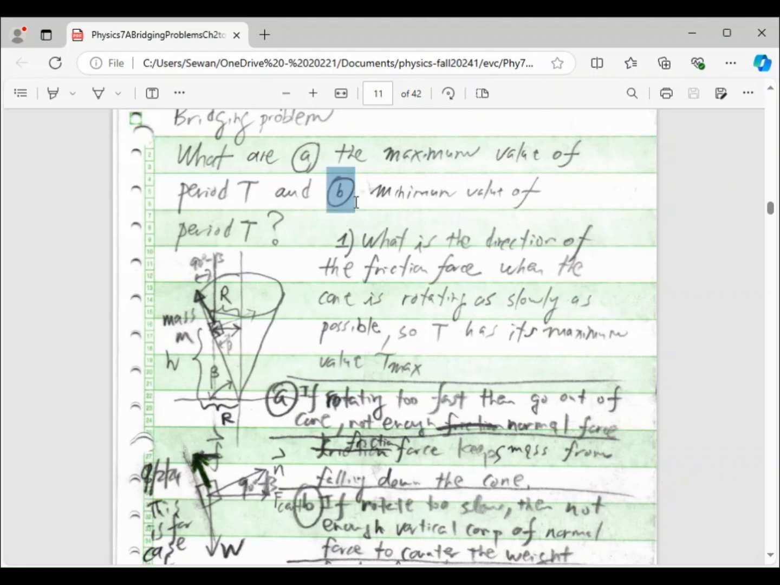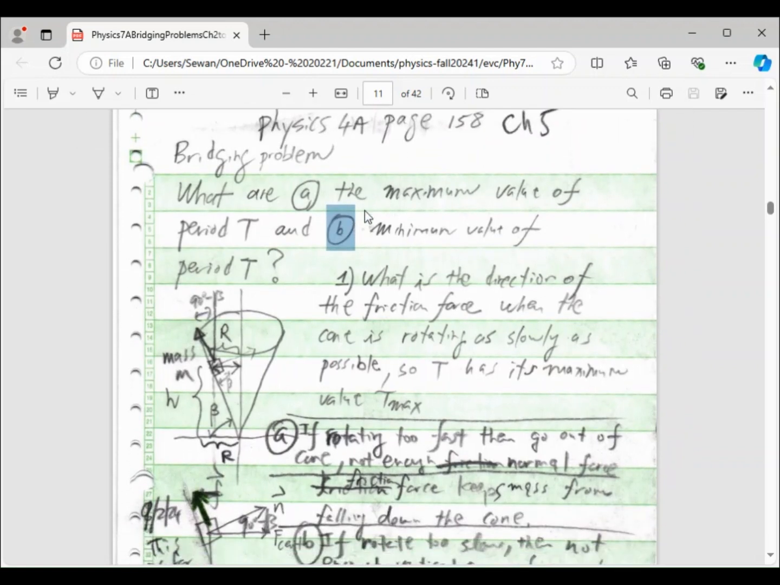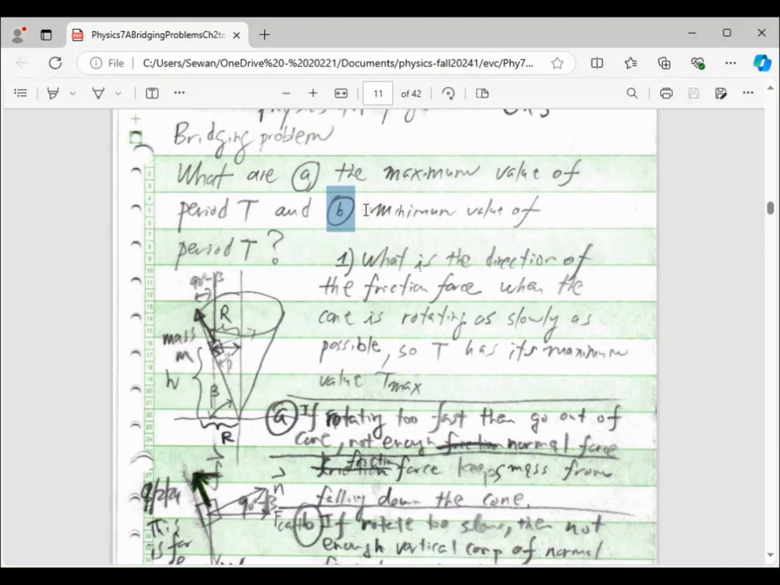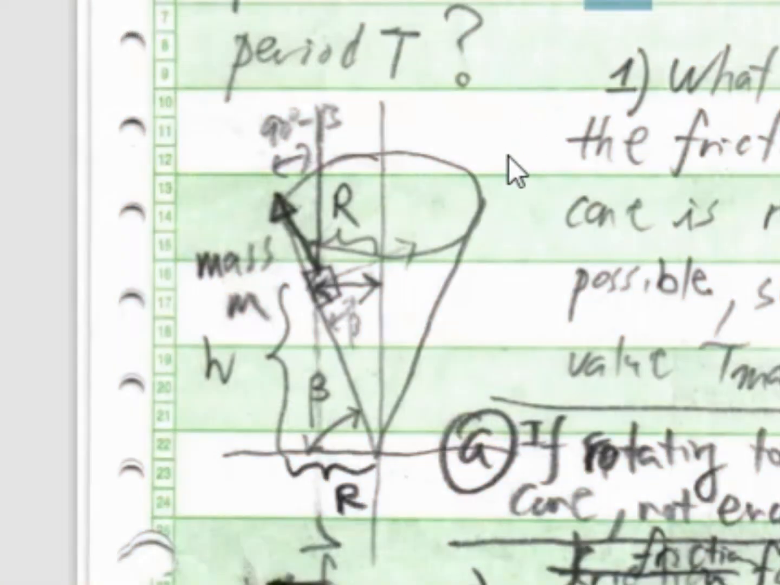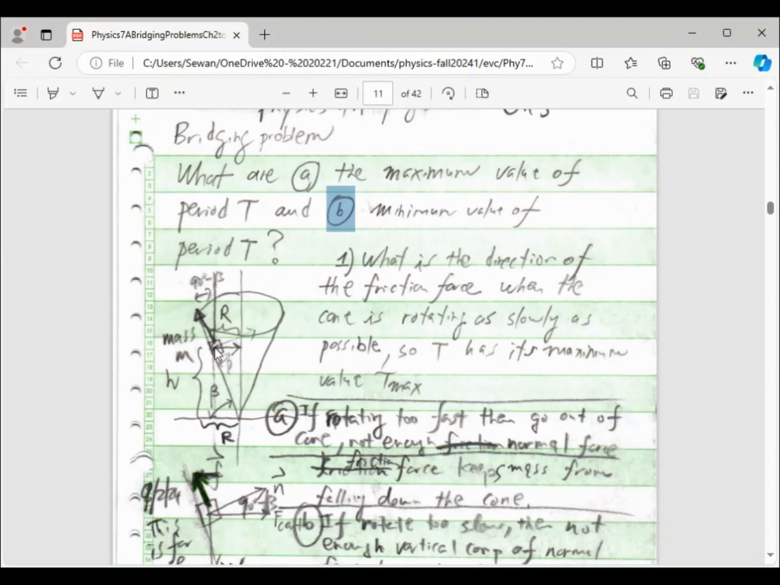Okay, so now we're going to look at the Chapter 5 bridging problem written out here. So the drawing from that problem is redrawn here. And so we have the mass, and we're going to look at the different forces acting on the mass as it rotates together with the cone.